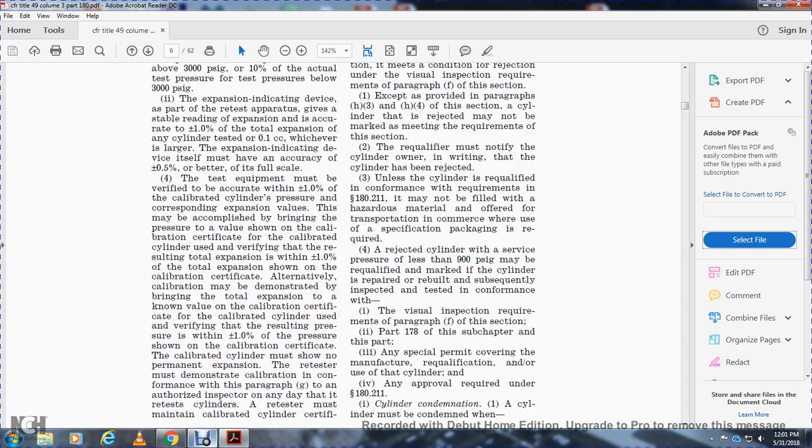At full scale, the test equipment must be verified with the accuracy of 1% with the calibrated cylinder pressure for the corresponding expansion value that must be accomplished by bringing the pressure value shown with the calibration certificate for the calibrated cylinder, used in verifying the result of the total expansion of the plus or minus 1% of the total expansion shown with the calibration certificate.